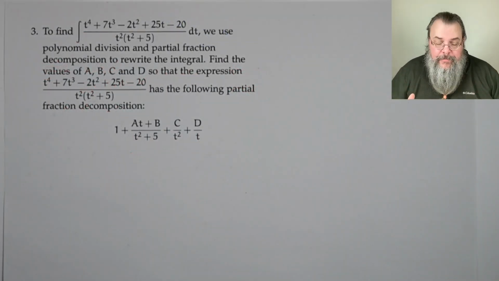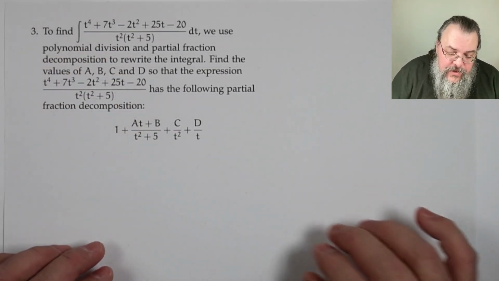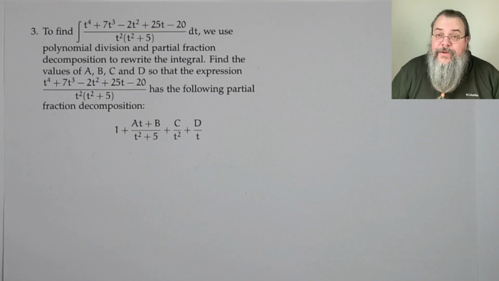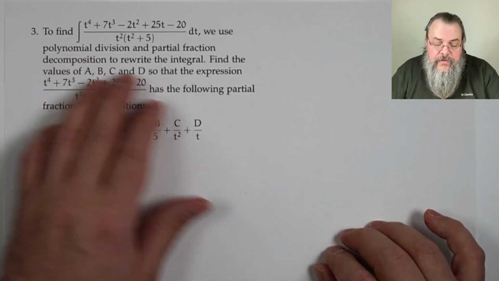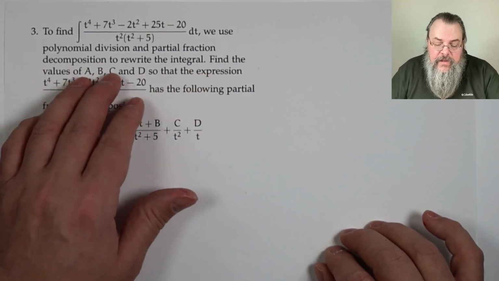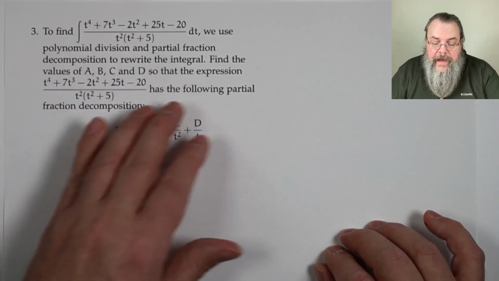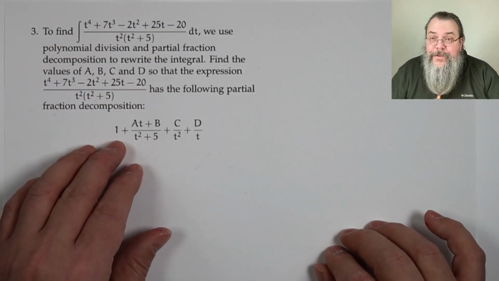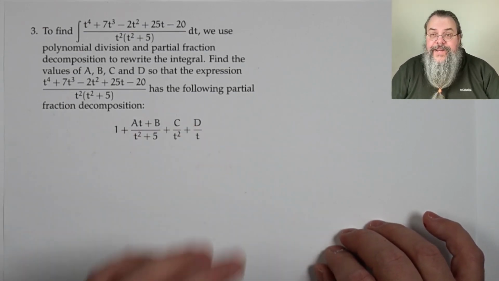So the third problem: to find the integral of t to the 4th plus 7t cubed minus 2t squared plus 25t minus 20, divided by t squared times t squared plus 5, dt, we use polynomial division and partial fraction decomposition to rewrite the integral. Find the values of a, b, c, and d so that the expression, what we had up here, has the following partial fraction decomposition. Okay, well, they already told us there's a 1. Well, that's kind of convenient. So we have to find a, b, c, d.